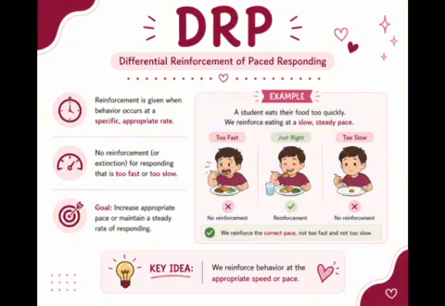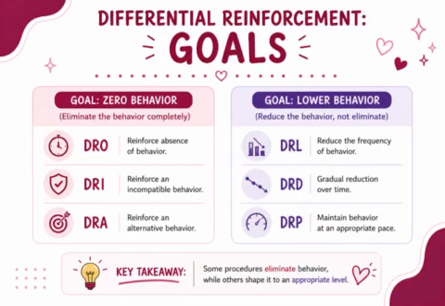For example, a student eats their food too quickly. So we need to reinforce a slow but steady pace. We don't want them to eat too fast. We don't want them to eat too slow. We just want it to be just right. So think of DRP and focus on the P as representing pace. You want to pace the behavior.